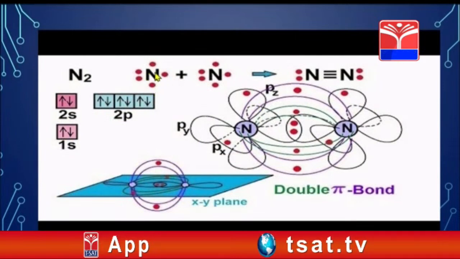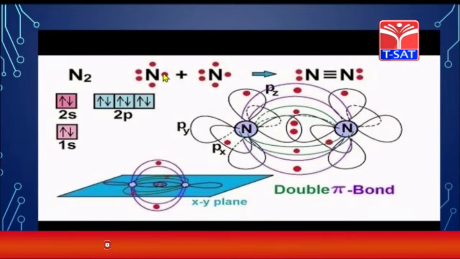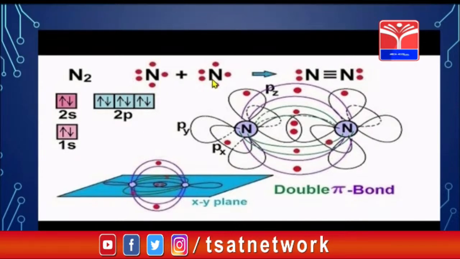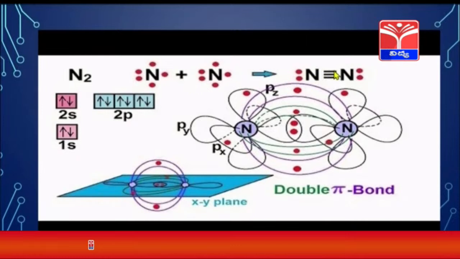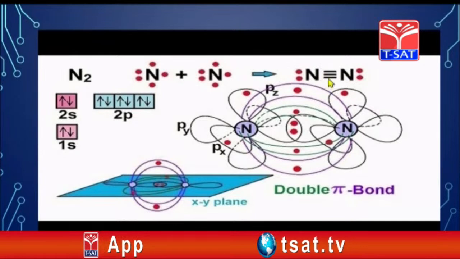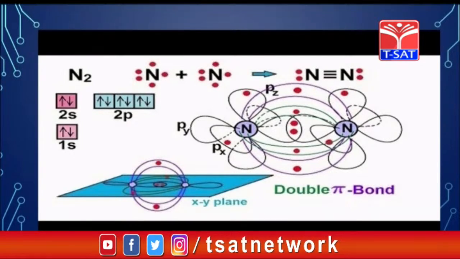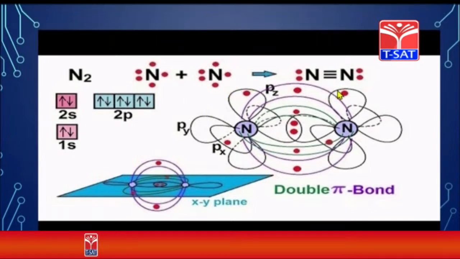So let us see the Lewis structure. Nitrogen has 5 valence electrons, and so we are going to put the dots around the nitrogen atoms. It requires 3 more electrons to attain octet configuration. So it is sharing 3 pairs of electrons with another nitrogen atom, thus forming a triple bond, 1, 2, 3. So 3 pairs of electrons are shared between the 2 nitrogen atoms. So where are the unpaired electrons present? One in px, one in py and another in pz.